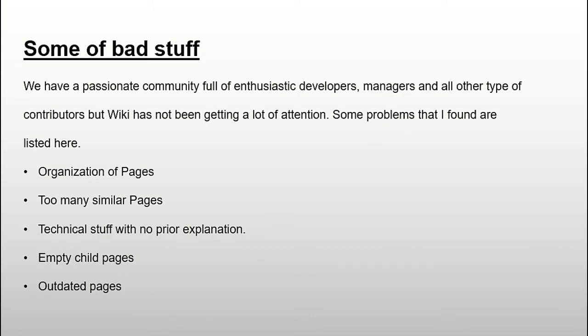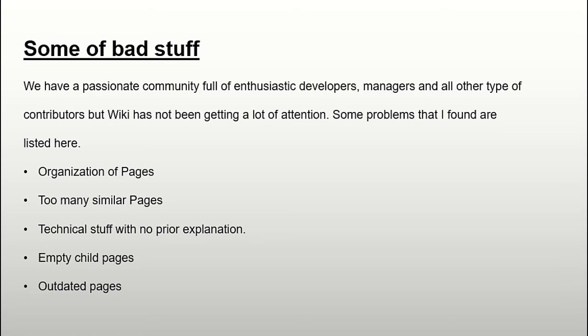Now let's talk about some of the bad things we found on our wiki after all the comparisons and the persona development phase. Although we have a community full of enthusiastic developers, managers, and different types of contributors, the Wiki has not been getting a lot of attention. Some of the problems that were found are listed here. The organization of the pages is a major problem. There were too many similar pages, and the developer manual had a lot of technical material with no prior explanations.